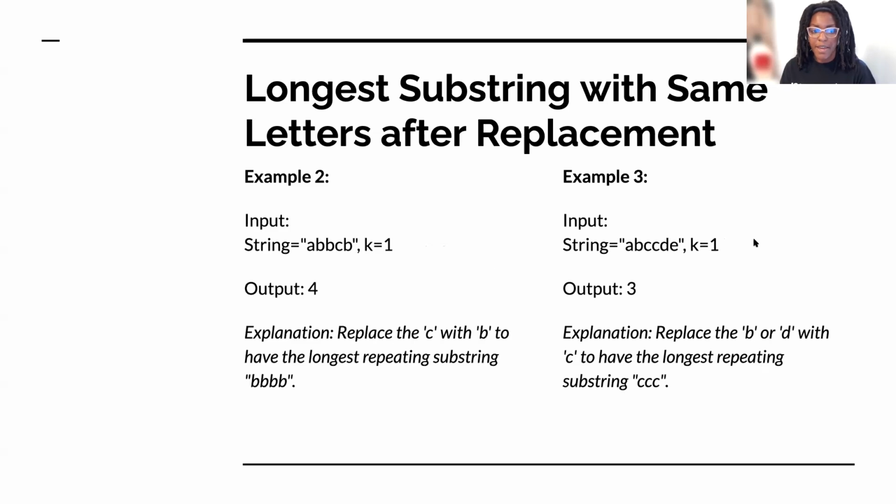Another example, example 2, a string A, B, B, C, B, and you can only make up to one replacement. In this case, we would output 4 because we have B, B, C, B. We can just flip that C to a B, and the length of that substring will be 4. Last example here, we have A, B, C, C, D, E, and our output would be 1. Oh wait, you can either flip the B to a C to have CCC, or you can flip the D to a C to have CCC. But either way, the longest substring is going to be 3.